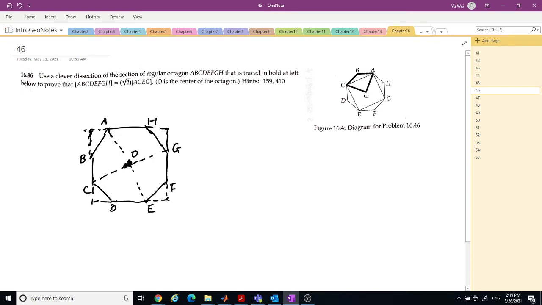Then we have the ABCO. Okay, so we have ABCO, right? And we have ABCDEFGH. So now let's calculate this area. Because it's the ratio, it doesn't matter. Let's see, this is 1, then this is 1, right?